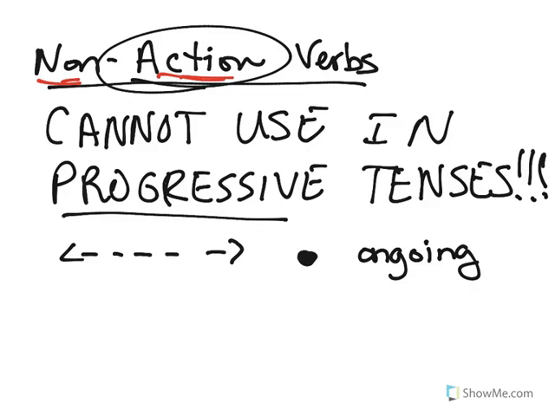Now, if it can't take time, in other words, if there's no action, if it's a non-action verb, it can't take time because it just is. It exists. It's not taking any amount of time. It's just there. So that means I cannot use non-action verbs in the progressive tenses. I can't say, for example, I am loving my husband.